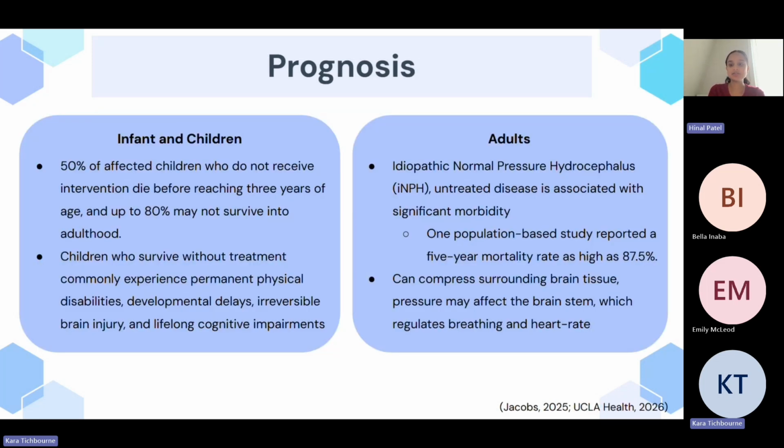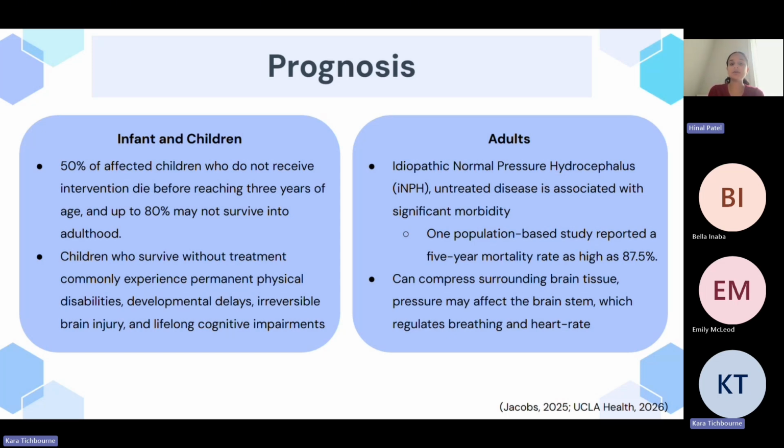So the prognosis for hydrocephalus is vastly different depending on whether the person is able to get treatment. In infants and children, 50% of affected children who do not receive intervention die before they even reach the age of 3, and 80% of them may not survive into adulthood. So children who survive without treatment commonly experience permanent physical disabilities, developmental delays, brain injury, and lifelong cognitive impairments.